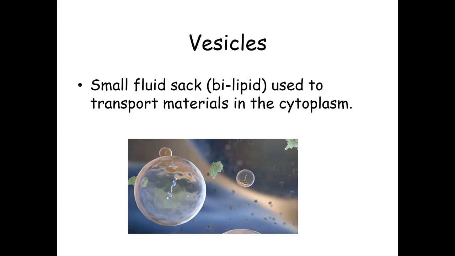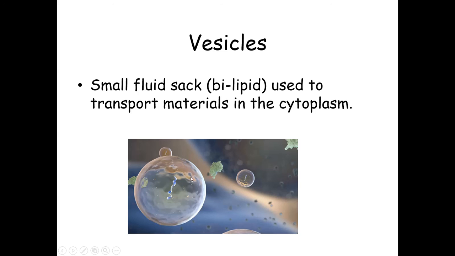So bilipid, remember when we looked at the cell membrane, it had those two layers. So it's just kind of two layers of what we call lipids, or little fats, and they fold around, and they end up creating these little sacs where we can shoot stuff off to other parts of the cell. And they transport it through the cytoplasm.